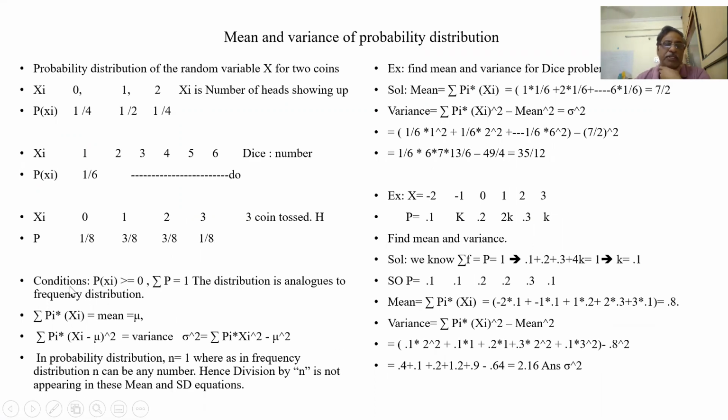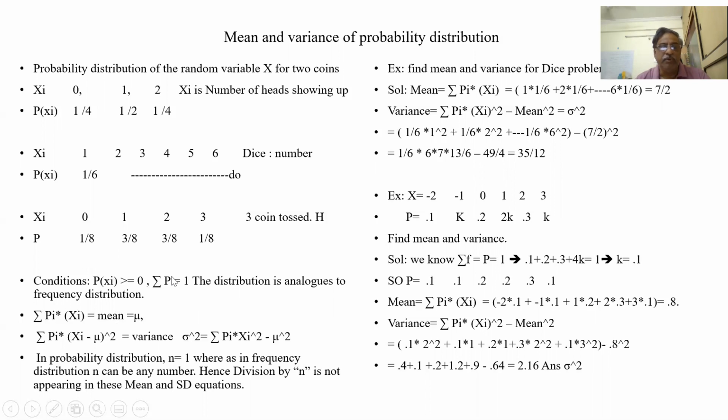So now the conditions of a probability distribution. First, the probability for each xi should be greater than or equal to 0. It cannot be negative. It cannot have minus 1 by 8. It can have 0, 0 is possible, but it cannot be negative. Second condition is the total of all the xi's appearing: the total of probability is 1, sigma of all probability is 1. It is like a frequency distribution. Probabilities are like frequency.